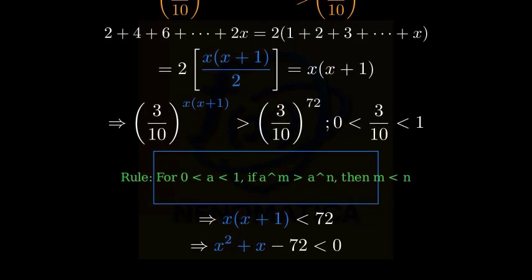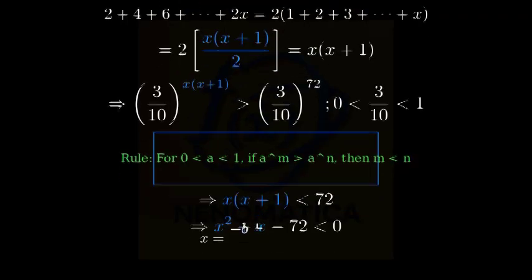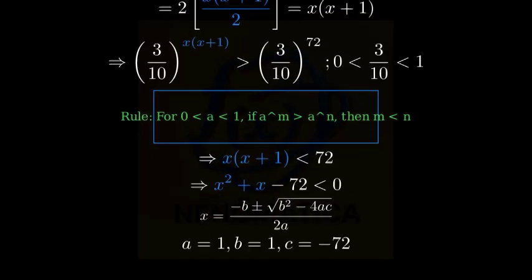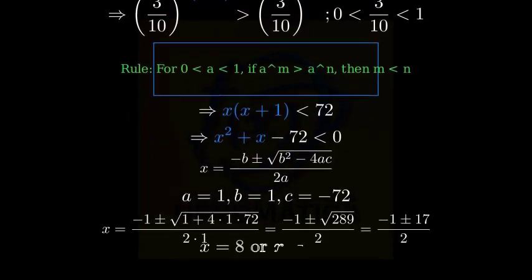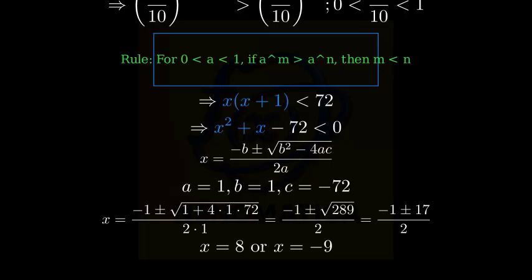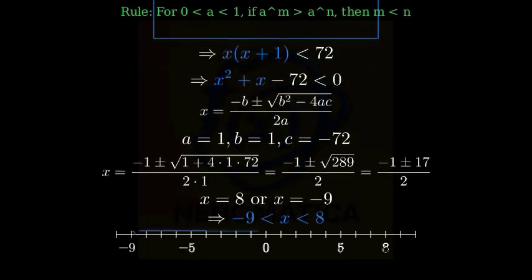We expand x times x plus 1 to get x squared plus x. So we have x squared plus x is less than 72. Let's rearrange this into standard form. To solve this quadratic inequality, we need to find values of x where x squared plus x minus 72 is less than 0. Let's find the roots of the quadratic expression by factoring or using the quadratic formula. After solving, we find that the roots are x equals negative 9 and x equals 8. Using the sign analysis, the function is negative between these two values, so our solution is negative 9 is less than x, which is less than 8.